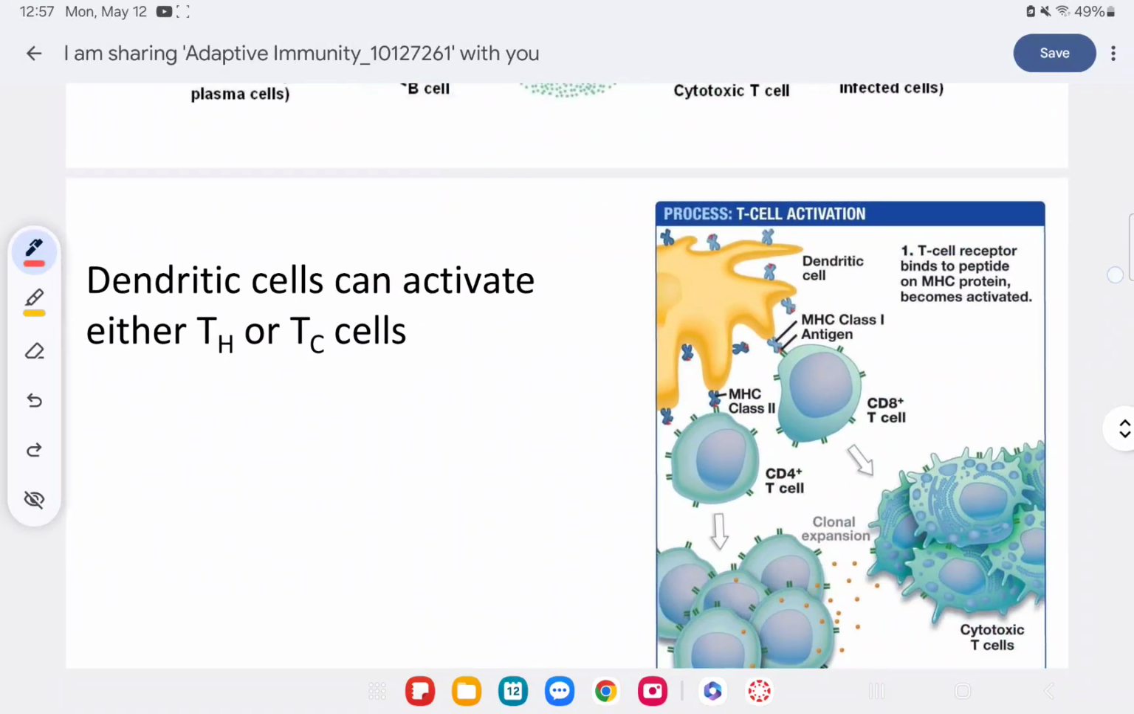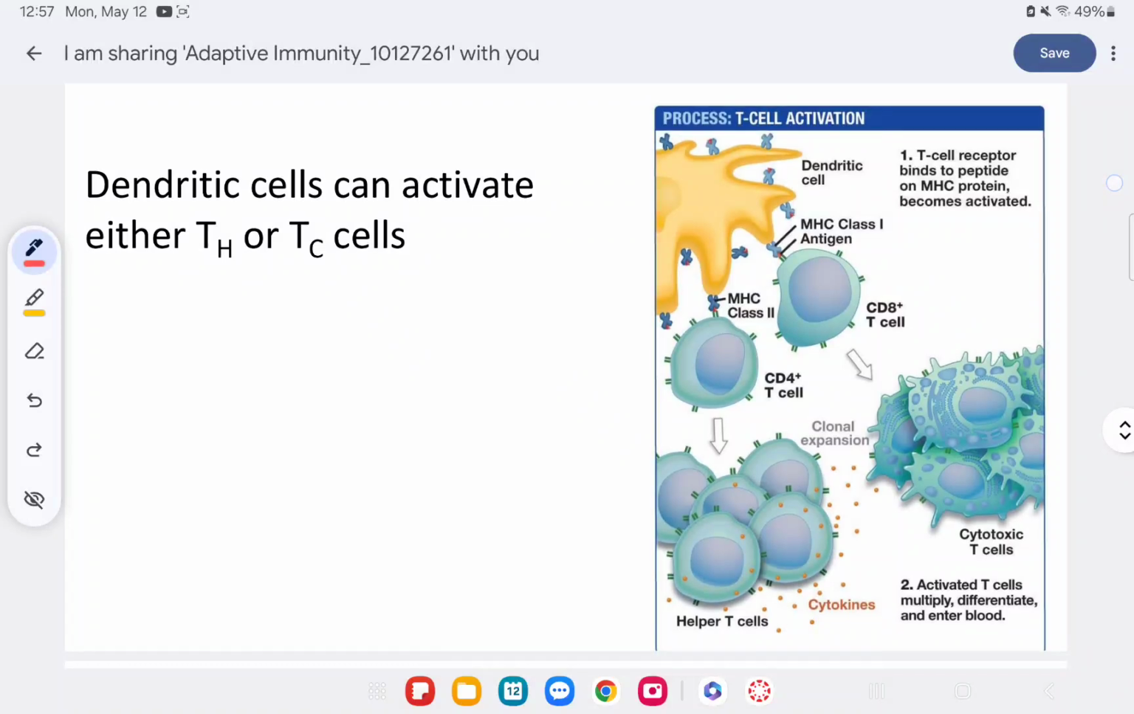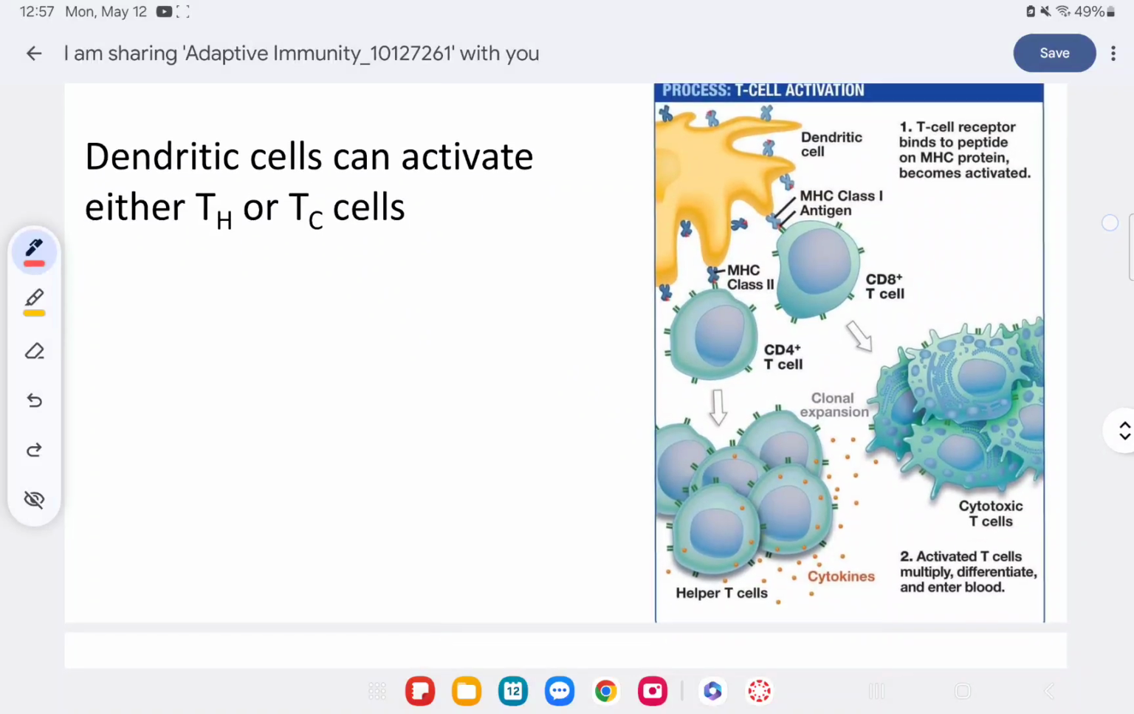Dendritic cells can themselves get sick. Is anybody doing mononucleosis?